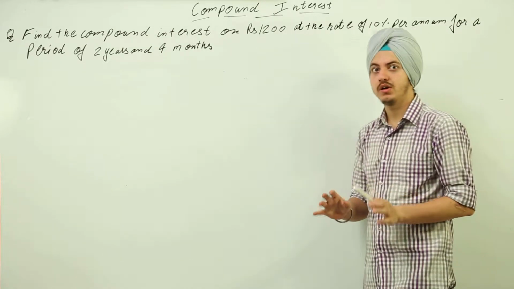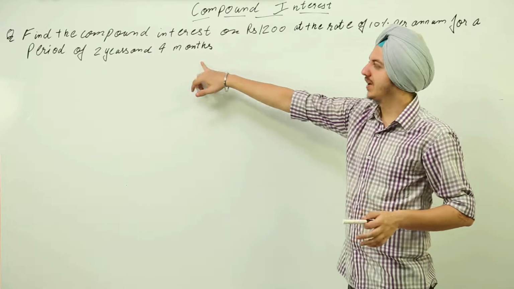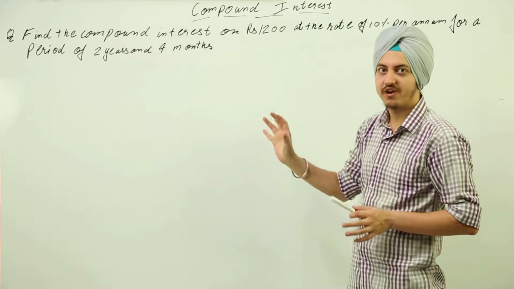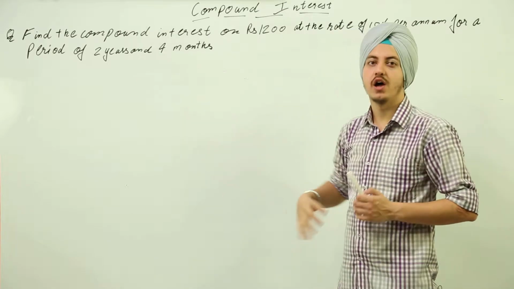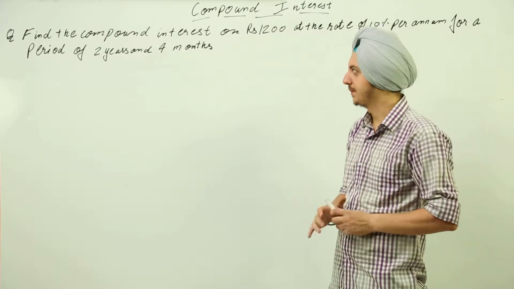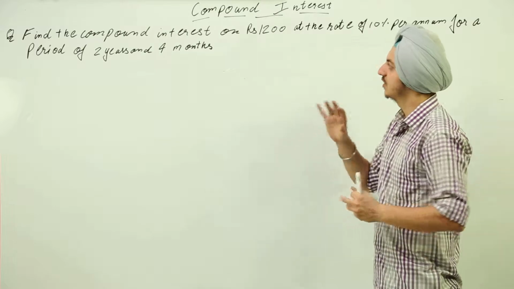Now what if the time provided is not in years, it has some fraction of year. Like time here is 2 years and 4 months. How do we calculate the compound interest then? I will explain to you through this question only.